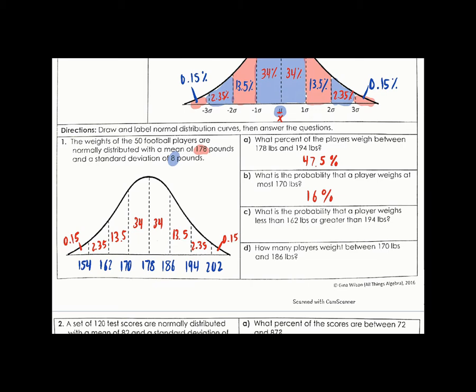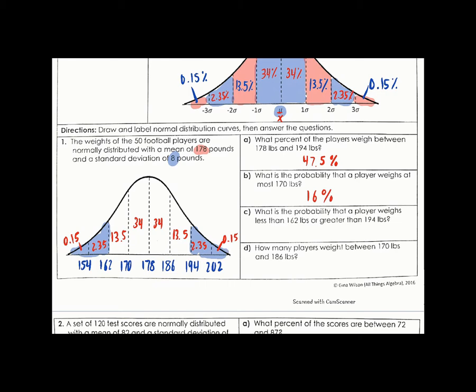Okay, let's look at the next grouping. The next grouping says, what is the probability that a player weighs less than 162 or greater than 194? So less than 162, where's that at? Well, that's here and to the left. And what about greater than 194? That's this way and to the right.